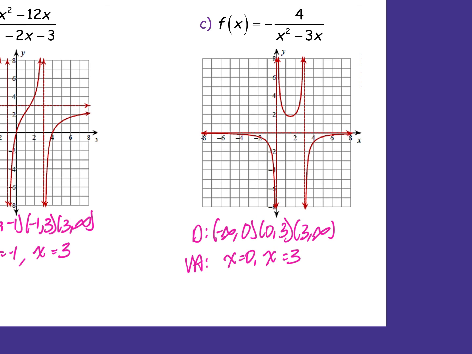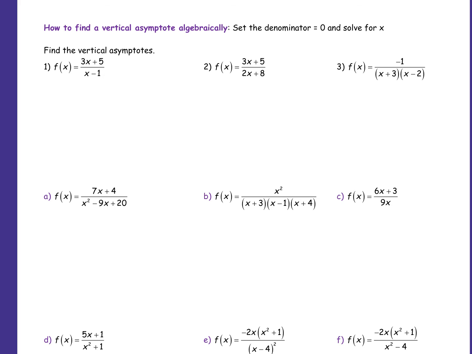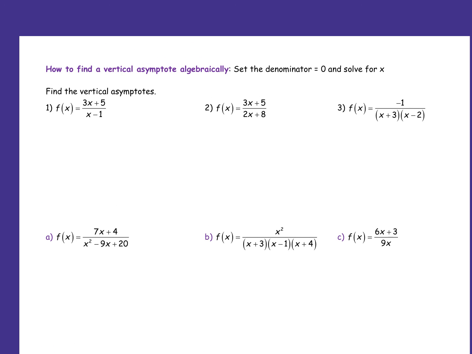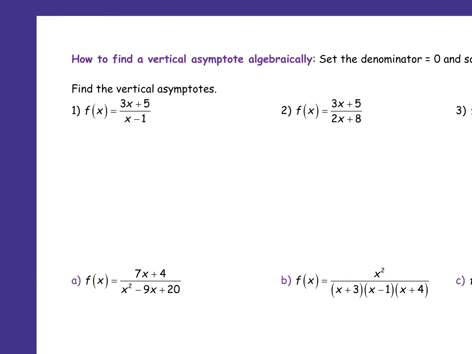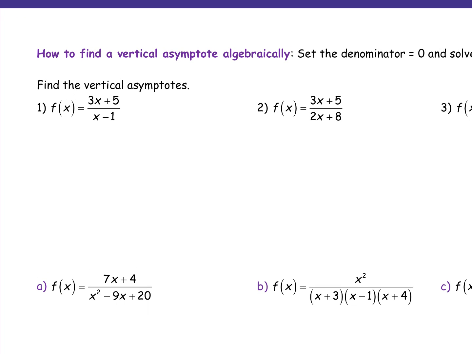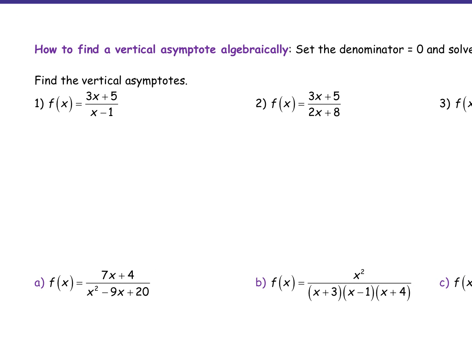And then the last thing we're going to do is find the vertical asymptotes algebraically. All you have to do is simplify first, and then set your denominator equal to 0 and solve for x. I believe all the ones that we've given you have already been simplified, but you need to simplify because I don't think all the ones in Delta Math have been simplified. That's why I'm saying simplify first.